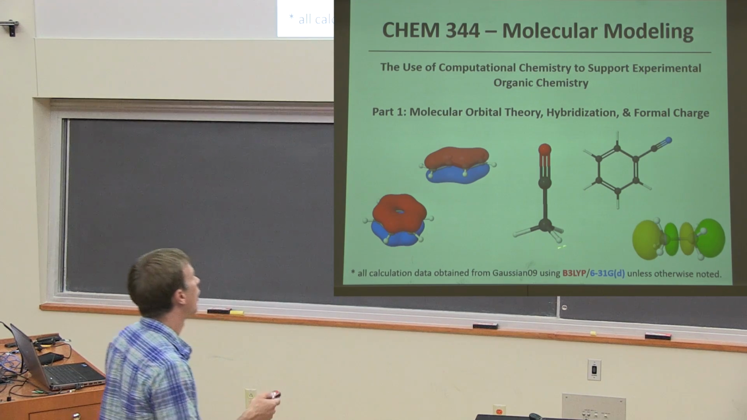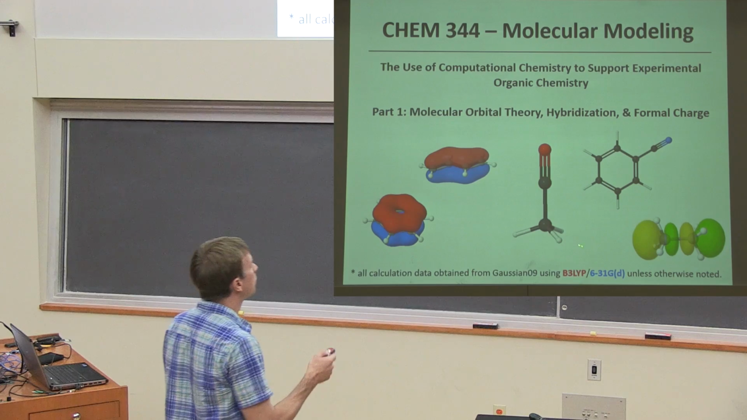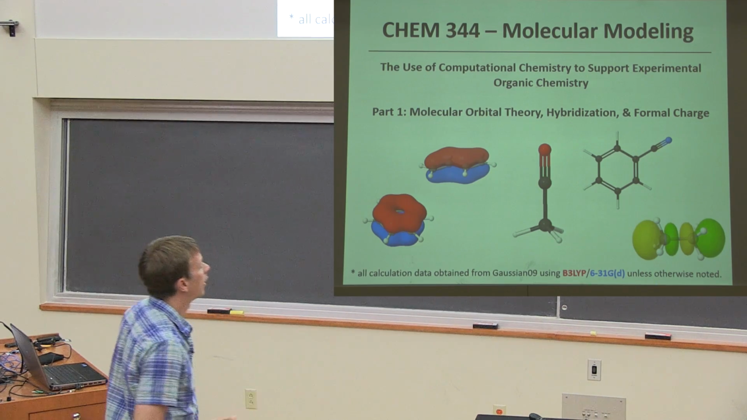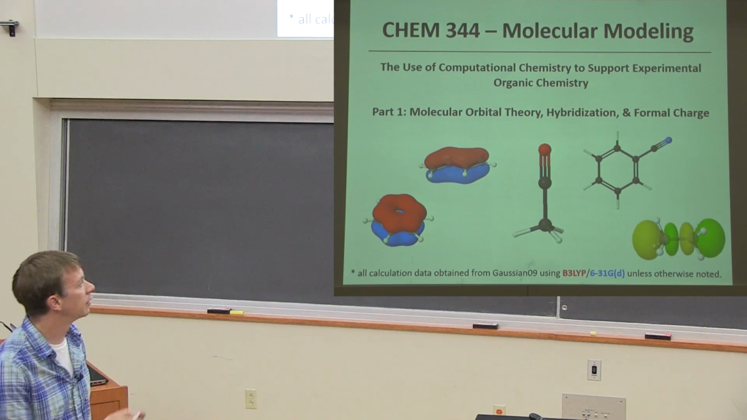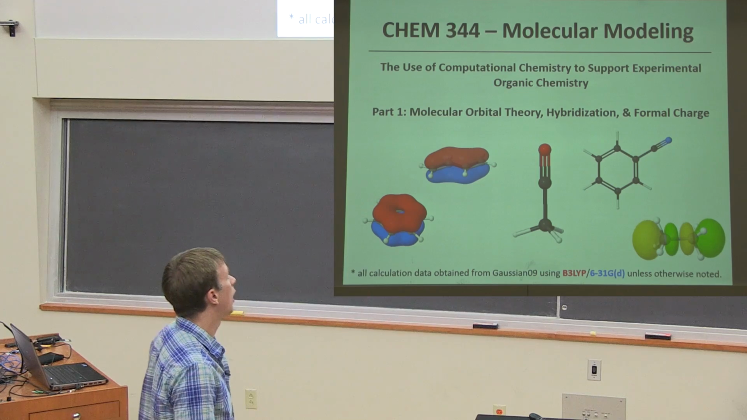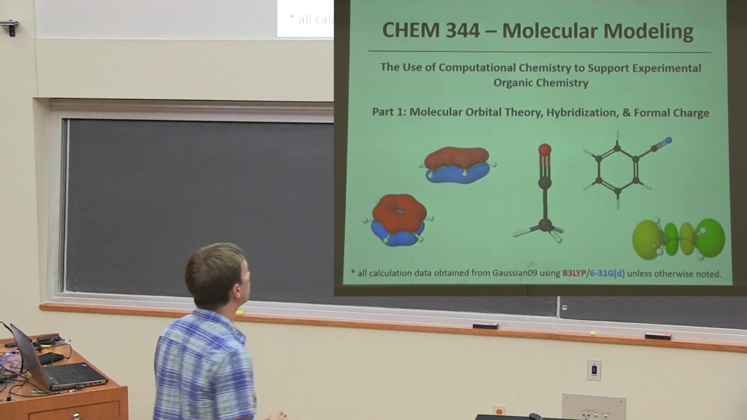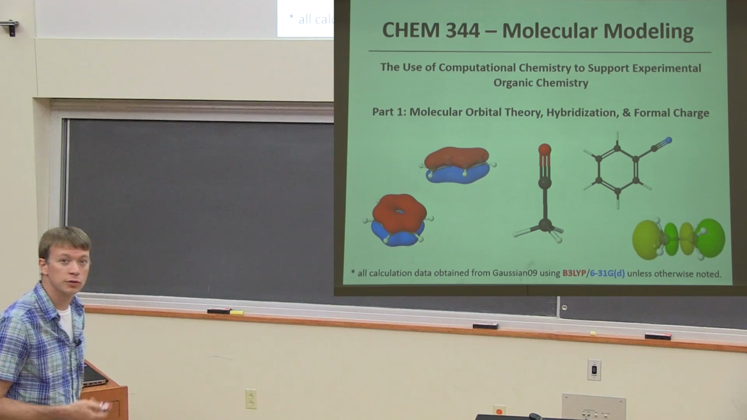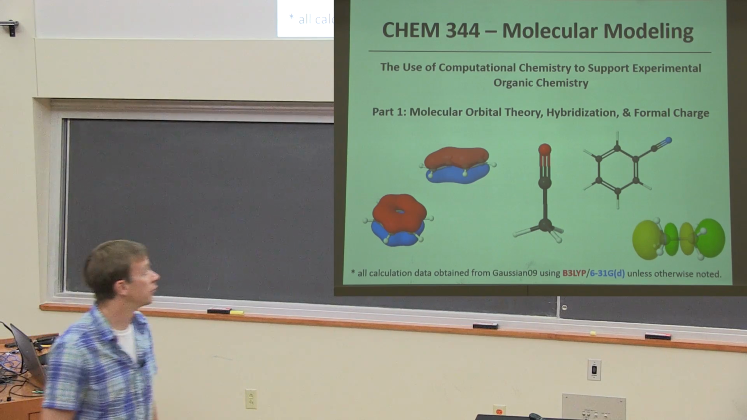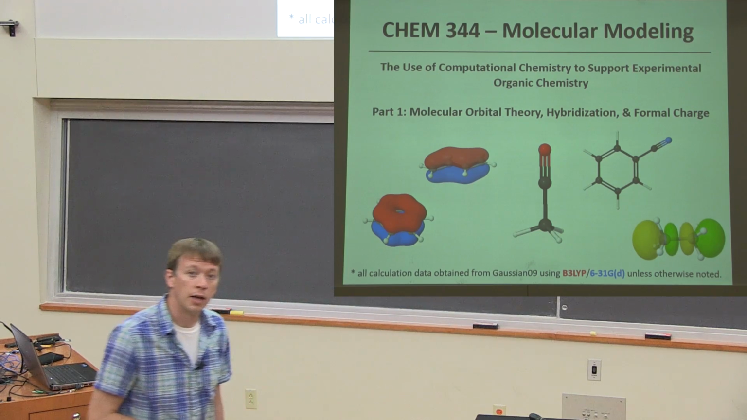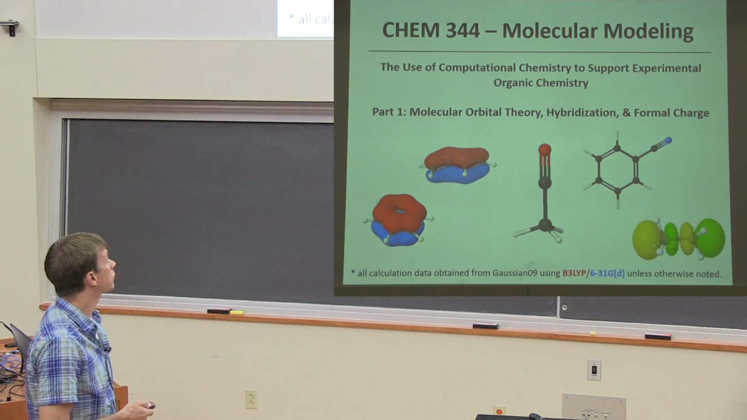And unless I note otherwise, I will be using a B3LYP calculation, which is the type of calculation being done, and a 6-31G(d) basis set. There's more information about that coming in this lecture, as well as in the laboratory manual. You're going to see a lot of pretty images of some nice molecules, and hopefully we'll use them to understand molecular orbital theory and orbitals in general at a slightly deeper level.